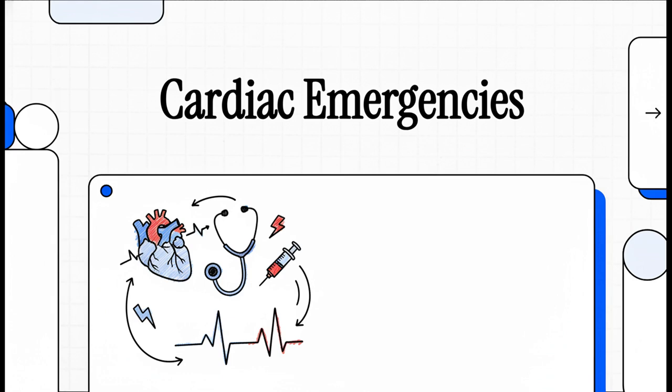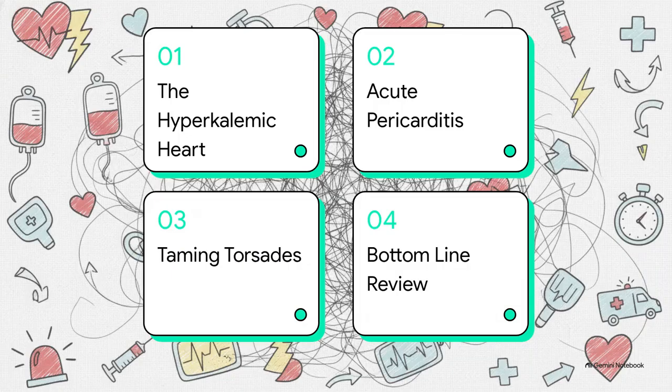We are stripping away all the fluff. We're focusing strictly on exact management steps, and more importantly, those deadly traps that board examiners just love to set for us. Here is the roadmap for our rounds today. First, the hyperkalemic heart. Second, acute uncomplicated pericarditis. Third, taming torsades de pointes. And we'll wrap it all up with our bottom line board review.